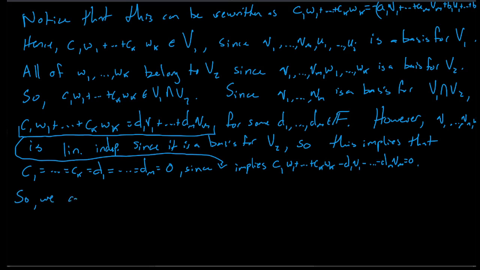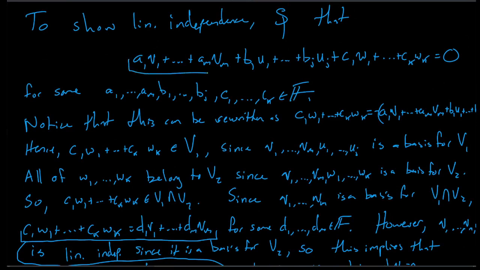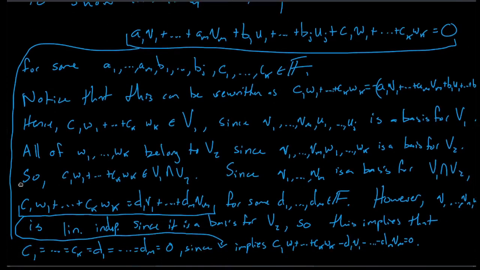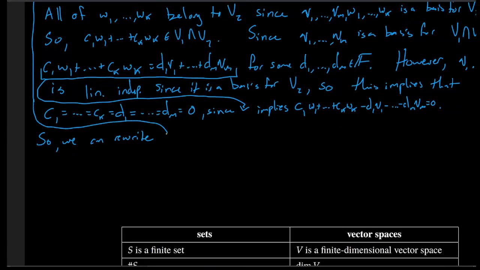So we can rewrite this up here as A1 V1 plus dot dot dot all the way down to AM VM plus B1 U1 plus dot dot dot all the way down to BJ UJ equal to 0, since we could take all the C's and set them equal to 0. Hey, how about that?